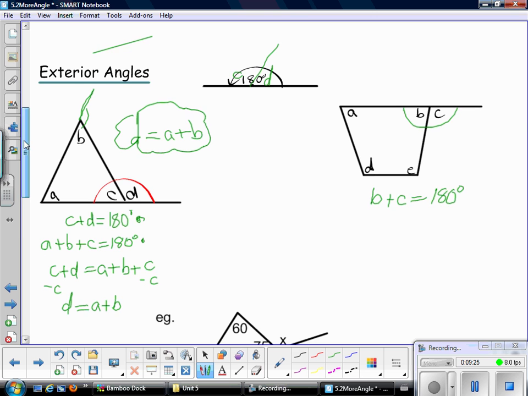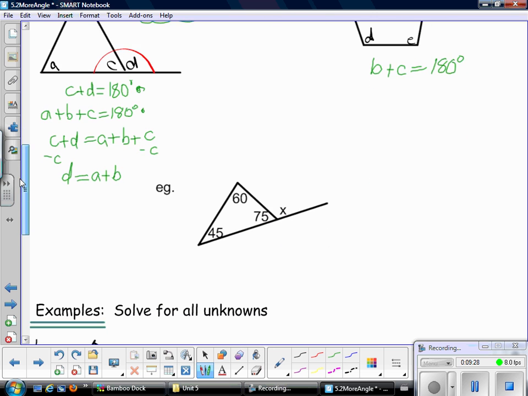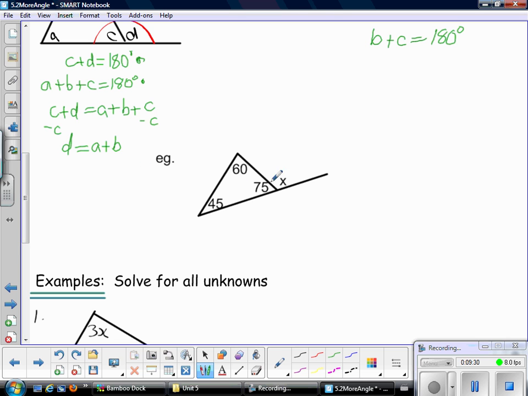Okay? Now, here's the type of question that you could be asked. What's the value of x? Well, I could figure out x by going 180 minus 75, or I could add these two together. So I could actually add 60 plus 45, and when I do that, I end up with 105 degrees. So sometimes it's easier to add than it is to subtract, but you still could get x by subtracting it from 180.